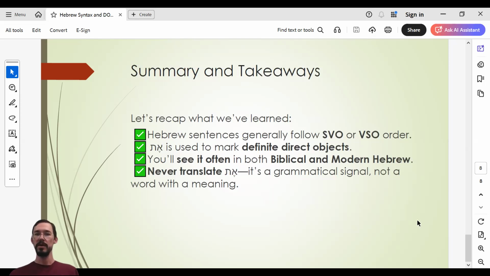Just to have in the back of your minds: SVO, subject, verb, object. Et is used as a direct object marker for specific objects, something particular, and you'll see it often in both biblical and modern Hebrew, and you don't really translate it. So when you're doing your translation homework, whenever I'm giving them to you, it's not something that comes with an English equivalent. It's a pointer. Okay, just a super quick overview of that. Any questions about that, if you have any?